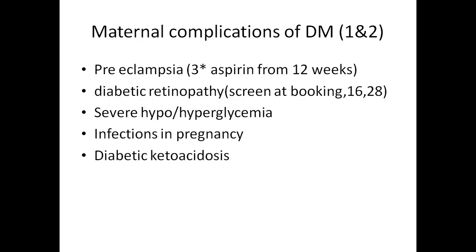Diabetic retinopathy tends to increase and deteriorate during the course of pregnancy, so we have to screen her again and again. Once we have screened her in the pre-pregnancy time, now at booking, then at 16 weeks and 28 weeks, we have to screen her again and again. Severe hypoglycemia can develop, hyperglycemia can develop. There are more chances of infections, urinary tract infections, wound infections, and due to those infections, she is prone to develop preterm labor as well. And we have already discussed that diabetic ketoacidosis can also develop secondary to poor diabetes control.